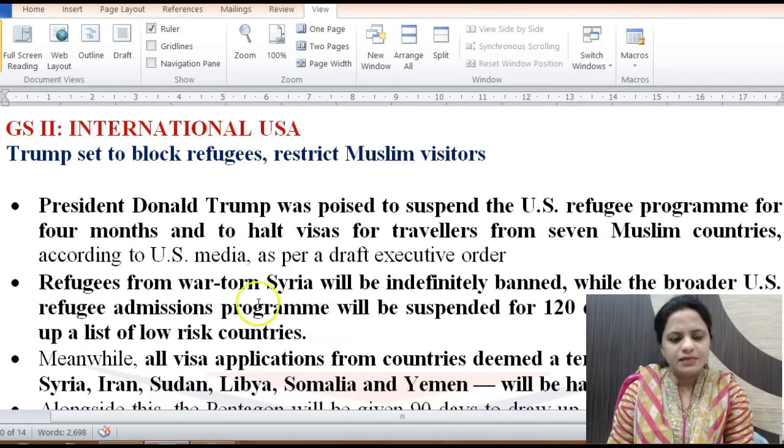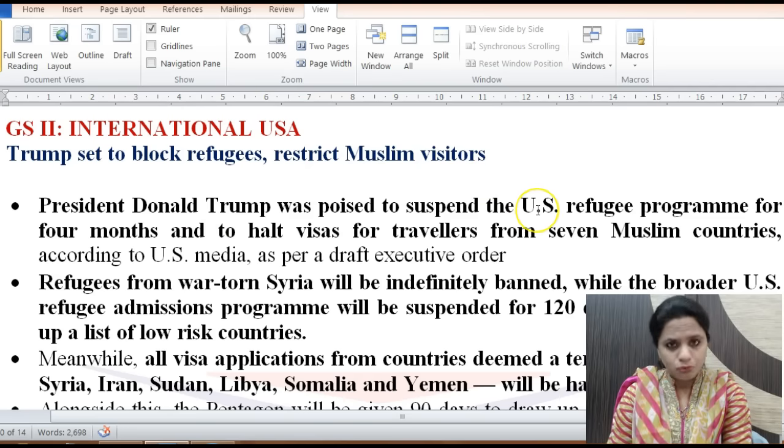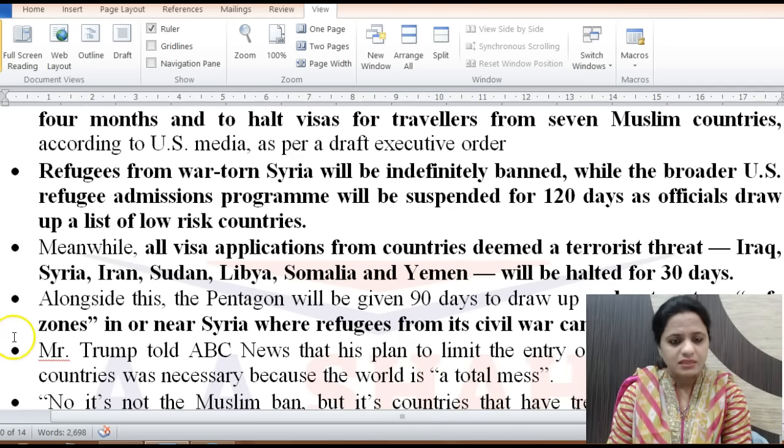The next news item is Trump set to block refugees, restrict Muslim visitors. So this is President Donald Trump who has plans to suspend the US refugee program for 4 months. It will halt all visas for travelers from 7 Muslim countries. These 7 Muslim countries are Iraq, Syria, Iran, Sudan, Libya, Somalia and Yemen. Sudan, Libya and Somalia are African countries, and Iraq, Iran, Syria, Yemen are countries in the Middle East. So all visa applications from these countries presently have been halted for 30 days. So this has been a step taken.